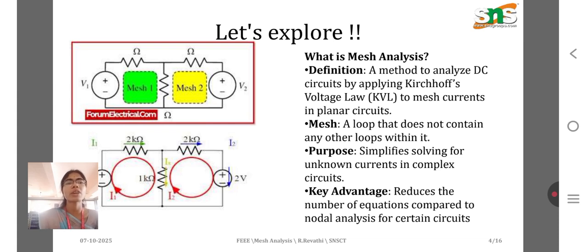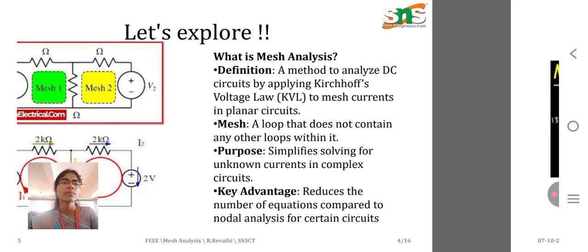It is a method of analyzing DC circuits by applying Kirchhoff's voltage law to mesh currents in planar circuits. A mesh is a loop that does not contain any other loops within it. The purpose is to simplify solving for unknown currents in a complex circuit. If n number of loops are there, we get n number of mesh equations. It reduces the number of equations compared to nodal analysis for certain circuits. These are the things we are going to solve in mesh analysis.